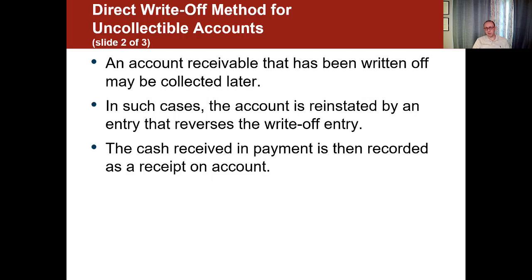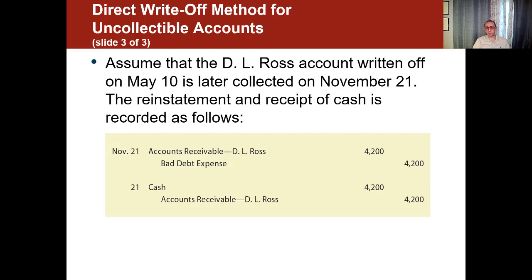An account receivable that has been written off may be collected later on. Sometimes people can't pay right now, and we thought they were bankrupt and not going to pay the balance anymore. And then for some reason they are able to come back and do some business, and they want to pay back their balance. In this case, we have to reverse the bad debt expense that we just had. So the account is reinstated by an entry that reverses the write-off entry. The cash received in payment is then recorded as a receipt on account. So let's see how that happens. Assume that the DL Ross account written off on May 10th is later collected on November 21st. The reinstatement and receipt of cash is recorded as follows. We're going to debit accounts receivable and credit bad debt expense. As you can see here, we just reversed the journal entry that we had on May 10th.